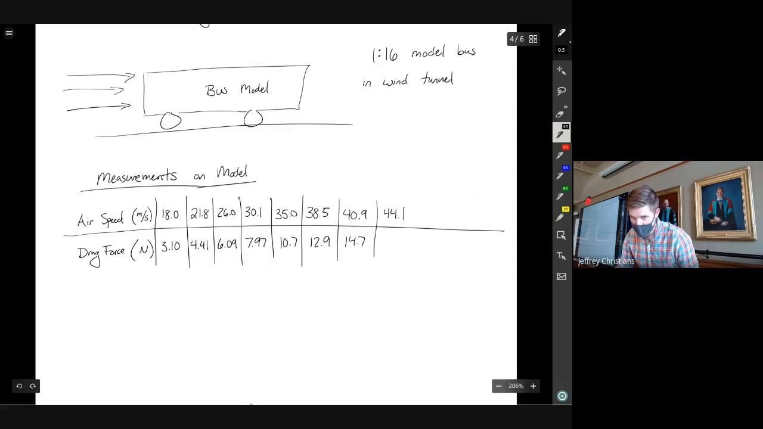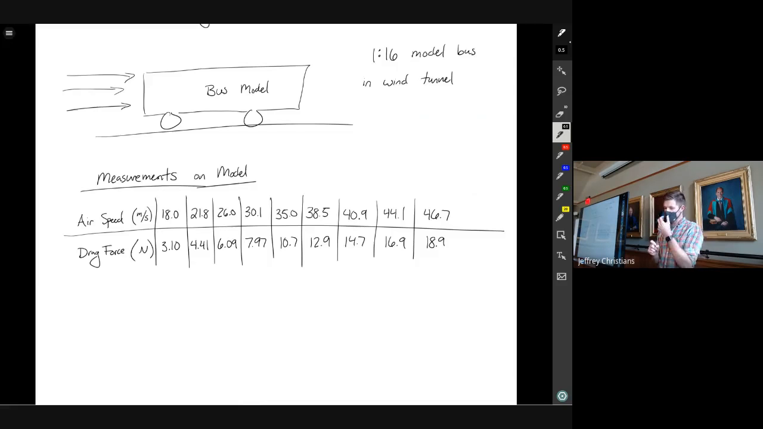At 44.1 meters per second, 16.9 newtons. And at 46.7 meters per second, we measured 18.9 newtons. So we measured drag force. For converting meters per second to miles per hour, a meter per second is about 2.2 miles per hour. So you can see we went up to over 100 miles per hour, faster than a real bus would go.